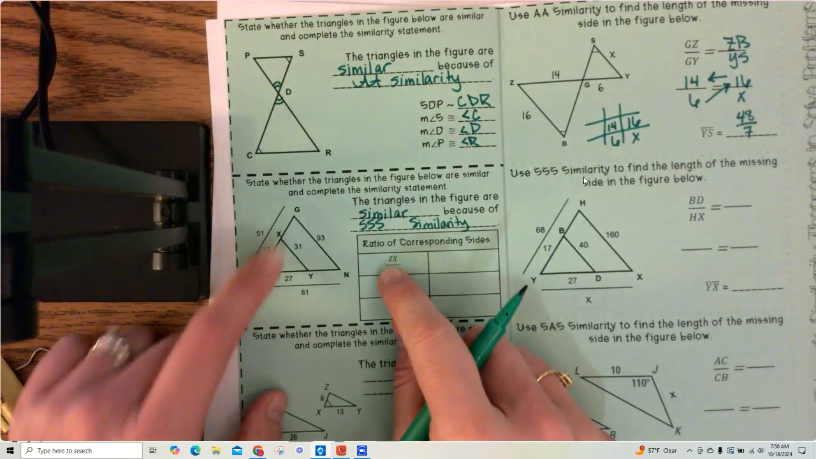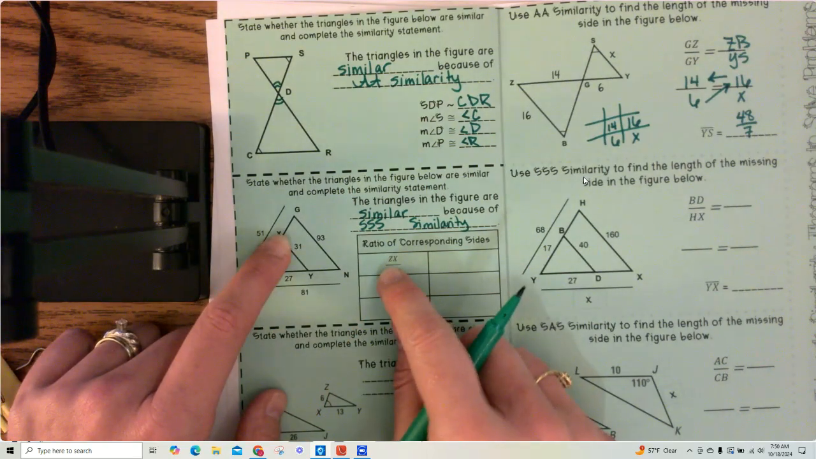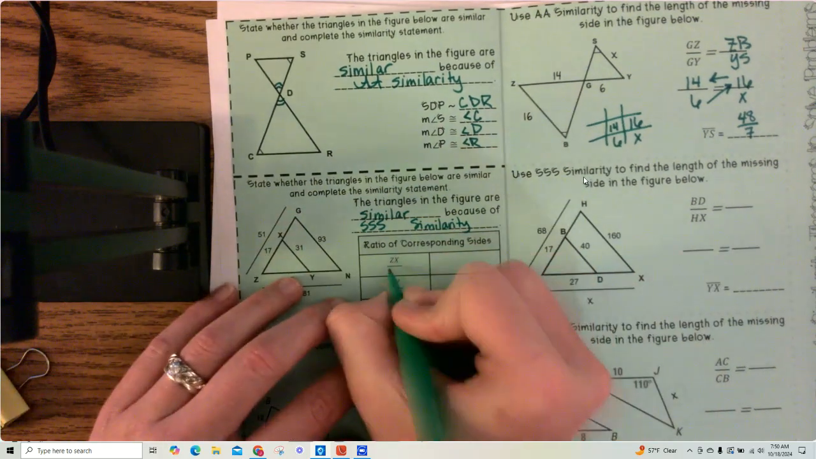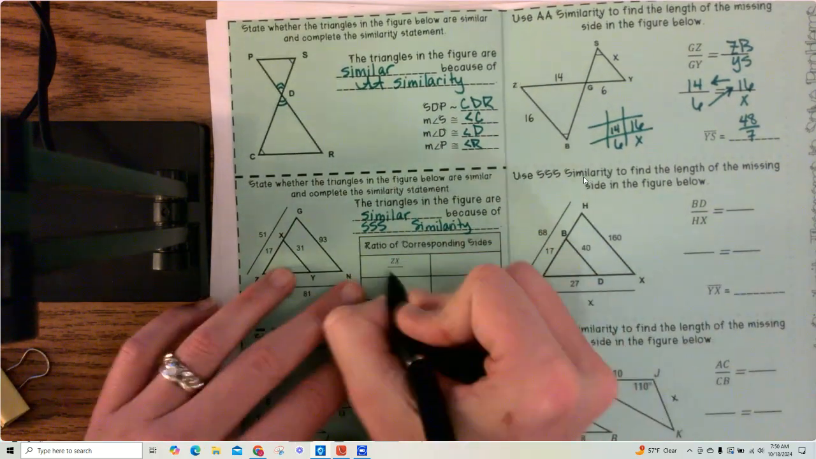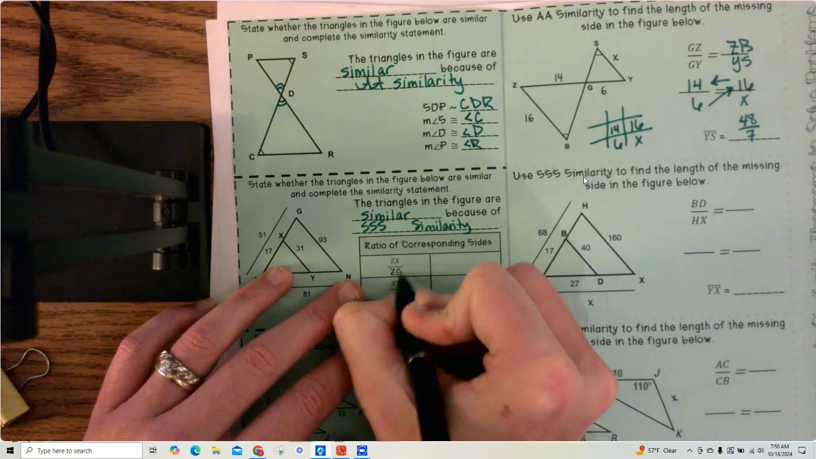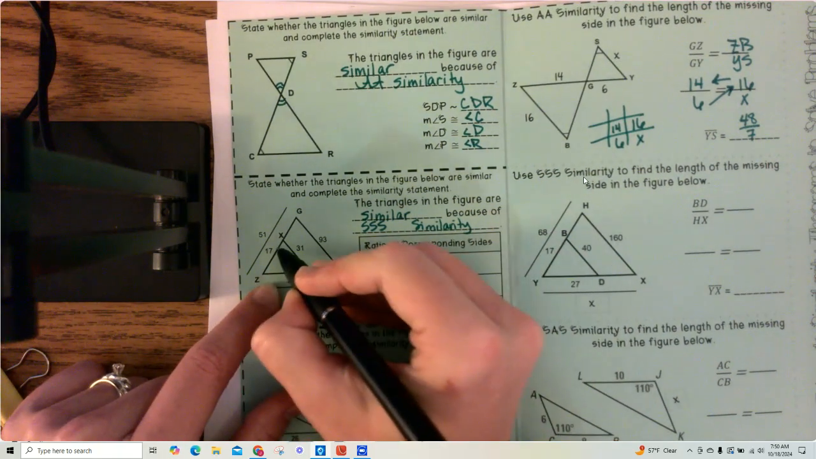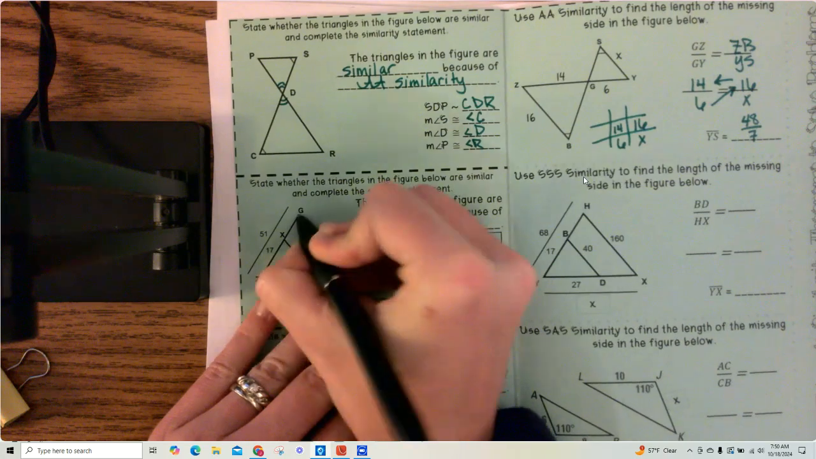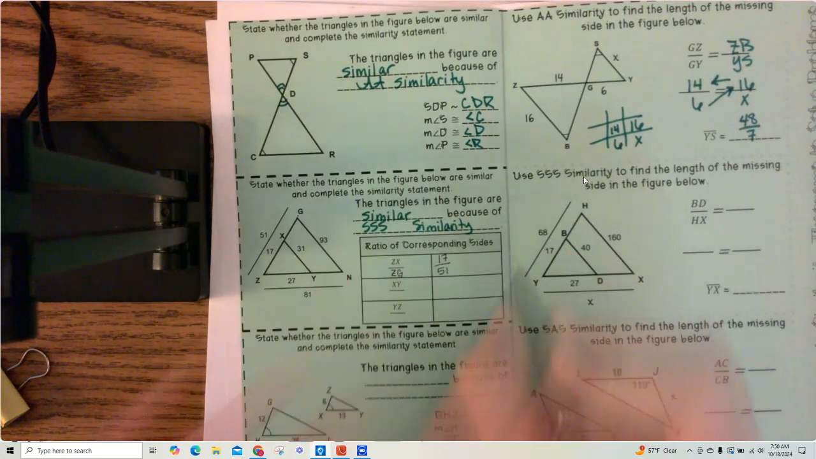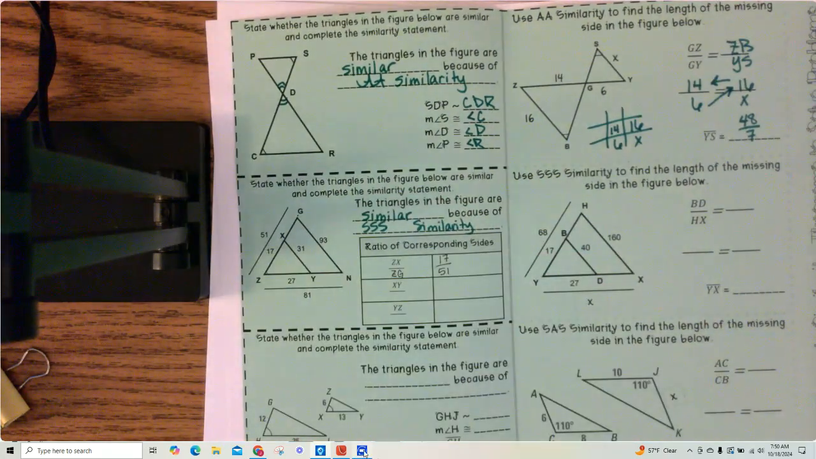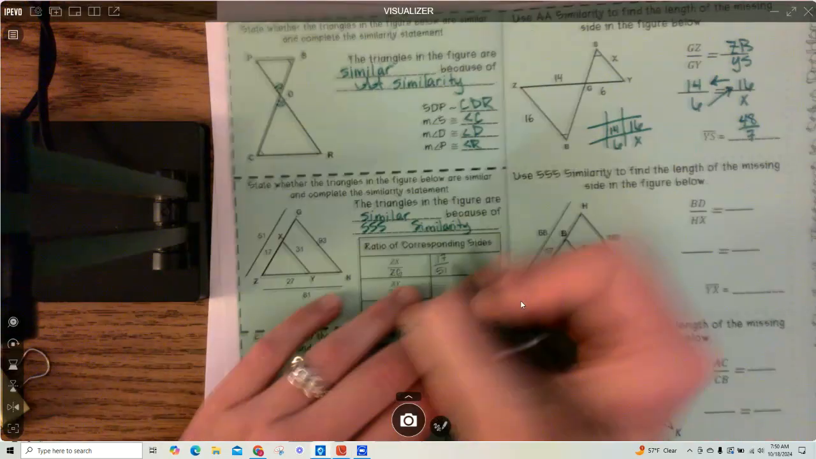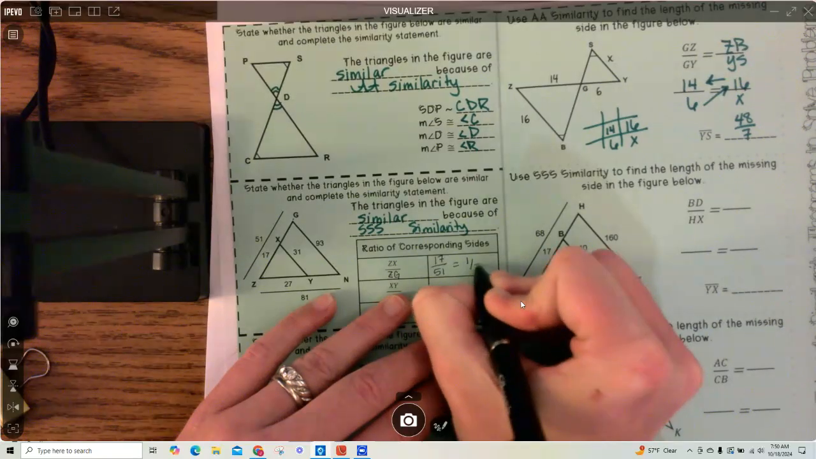Alright, so the ratios here. ZX is going to correspond with ZG. And I apologize that these blanks are so small here. Okay, so ZX is 17. ZG is 51. Now I'm going to simplify that fraction down. So 17 over 51 simplifies to a third. When I simplify that fraction, it makes it easier to compare.